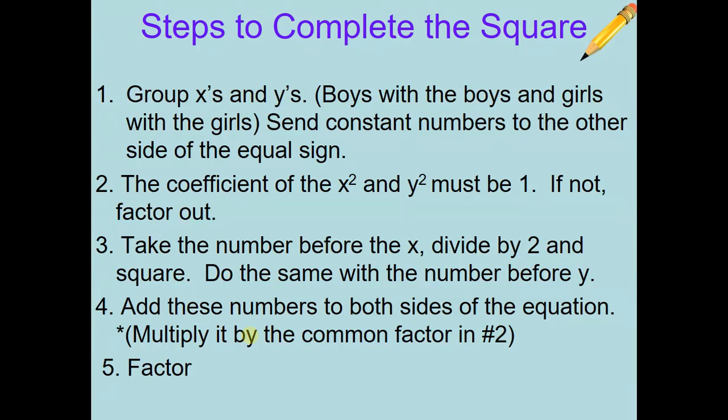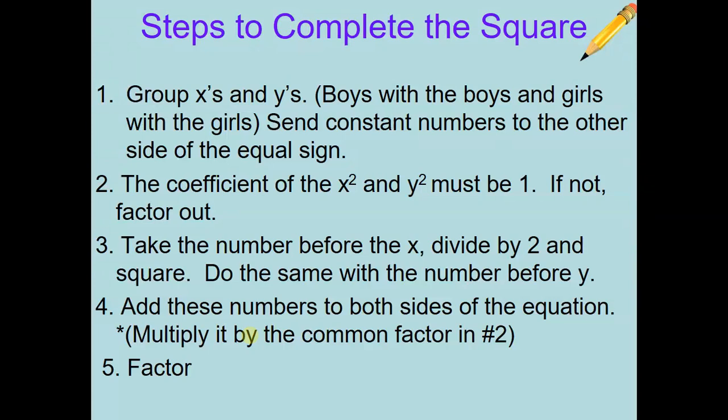So the first step you're going to want to do is group the x's and the y's. You're going to put the boys with the boys and the girls with the girls, okay? Send the constants, aka the numbers without an x or a y, to the other side of the equal sign. We're going to move them over so we don't have to deal with them. The coefficient of x squared and y squared must be 1. If not, we're going to factor out.